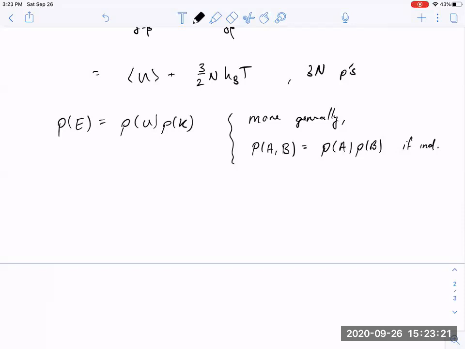If A and B are independent, that also means that the average of A times B factorizes, because if the statistics of A are independent of the statistics of B, I can average A separately from B. So statistical independence implies that fluctuations and also averages can be considered distinctly or separately.